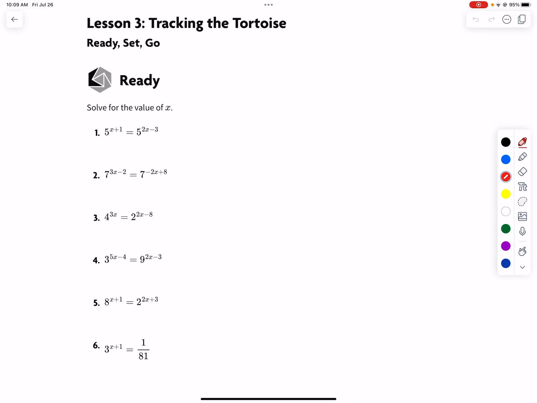This is Unit 1, Lesson 3, Tracking the Tortoise. So we're looking at solving exponential functions, and we're going to start by looking to see if the base is the same. They're both 5s, so we can compare the exponents. Let's write that down.